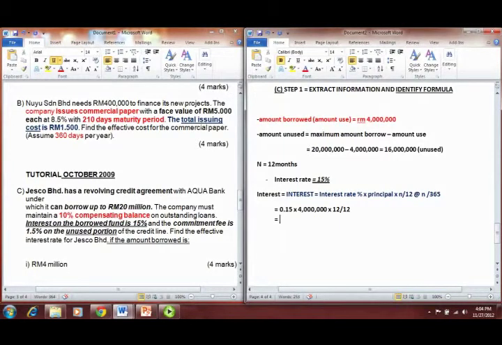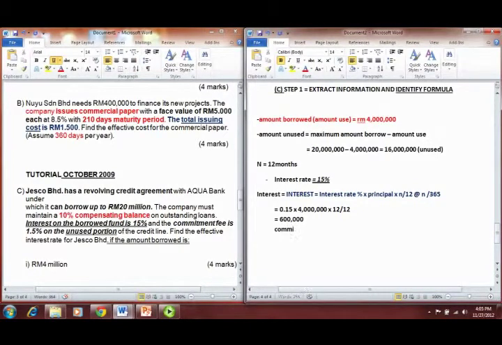So what is the formula? What can you calculate for me, class? 0.15 times 4 million. 4 million is your amount used, also known as your amount borrowed, and times 12 divided by 12. So the answer is your interest amount is 600,000. Alright, next class.